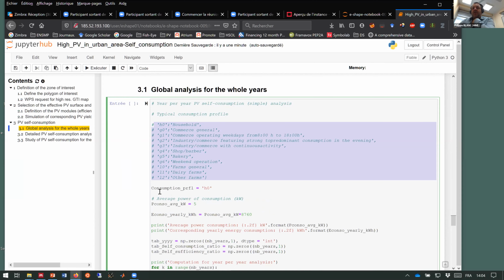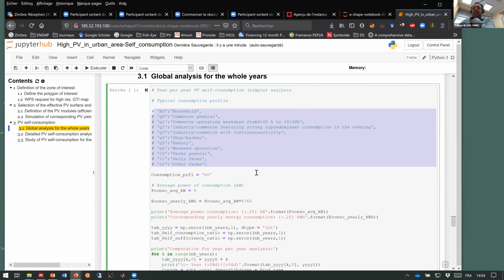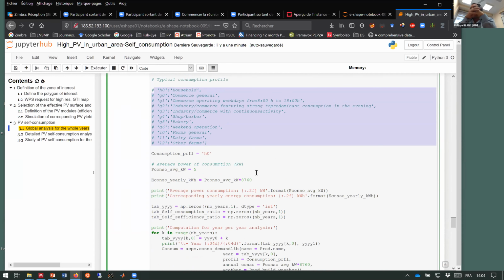So in this example, I have selected the H0 household profile. It's only a profile, so you also have to select the amount of energy on a yearly basis, because you need to scale up this electric consumption profile. For that, I have selected an average consumption power on a yearly basis. Here it's 5 kilowatts, for example, as an average.